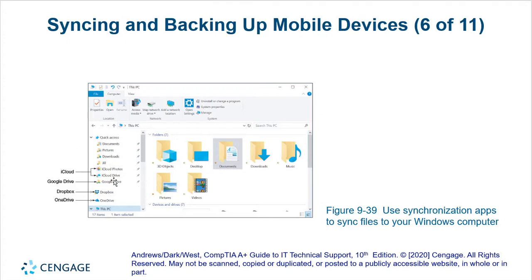If you want to sync and back up with the mobile device, you can see iCloud, iDrive. So this is on a PC versus a Mac. So we have iCloud Photos, iCloud, or Google Drive, Dropbox, OneDrive. This is kind of what mine looks like minus the iCloud. I have Google Drive, Dropbox, and OneDrive.